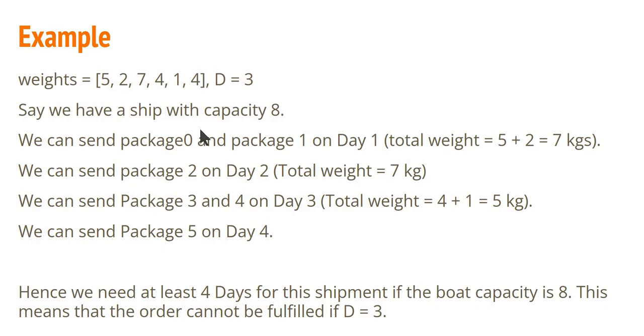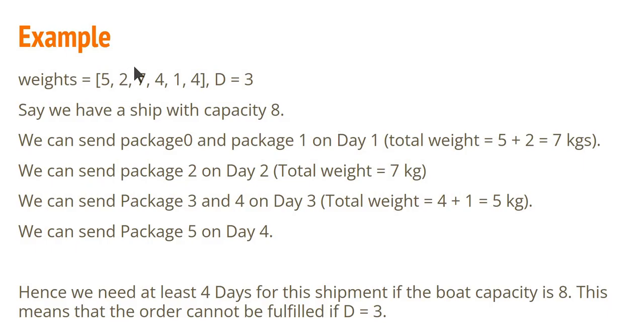So remember, we took this example. We have weights 5, 2, 7, 4, 1, 4. Capacity of the ship in this case is 8. This will be an argument to the function. And then D is 3, which is again going to be an argument. So if my capacity is 8, remember the material has to be sent in order. So I know that on the first day, I can load 5 and 2 on one ship, which is package 0, package 1. So that is 7 kgs. I cannot load 7 anymore because that will exceed the capacity. Remember, the capacity cannot be exceeded. So that's on day number 1.